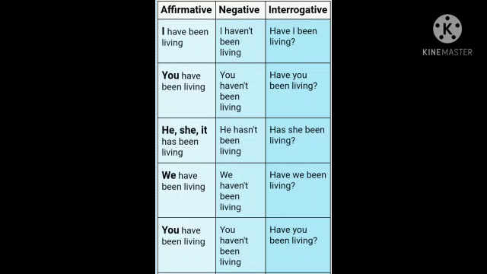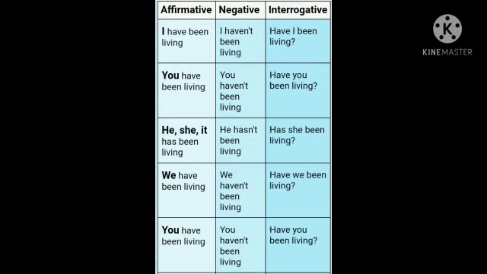Coming to the affirmative and negative and interrogative sentence, the affirmative sentence is like I have been living, and the negative will be I haven't been living. And the interrogative of those affirmative and negative sentences is have I been living. Second one, you have been living. So the negative of this sentence will be you haven't been, where haven't means the contracted form. So that's why for have not we are saying haven't. So you haven't been living, and the interrogative form is have you been living.